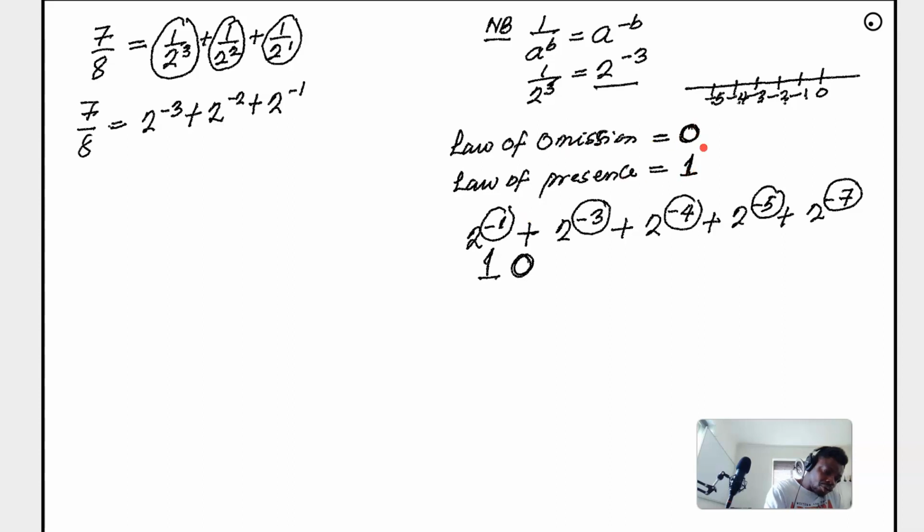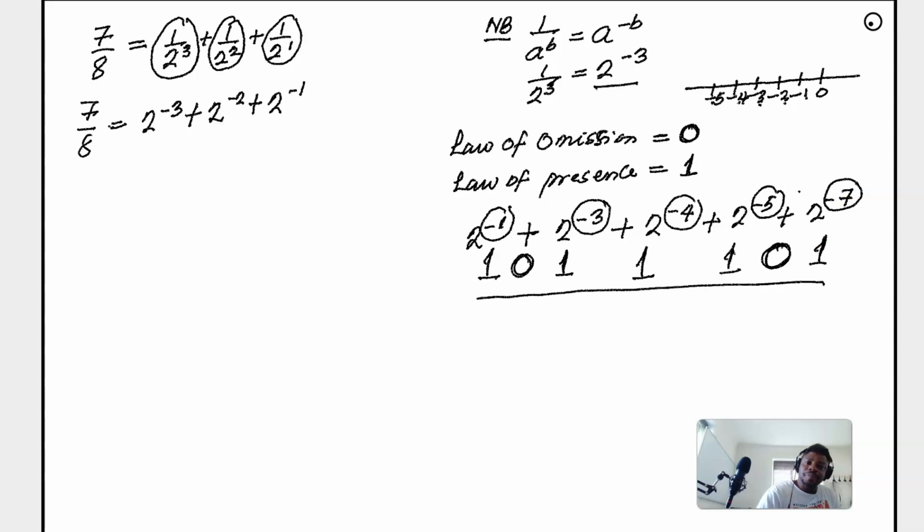So after minus 2 is minus 3. Is minus 3 present here? Yes, I use 1 because it's present. After minus 3 is minus 4. Is minus 4 present here? Yes, I will use 1. After minus 4 is minus 5. Is minus 5 present here? Yes, I use 1. After minus 5 is minus 6. Is minus 6 present here? No, it's missing. I put 0. After minus 6 is minus 7. Is minus 7 present here? I use 1. This is how to use law of omission.